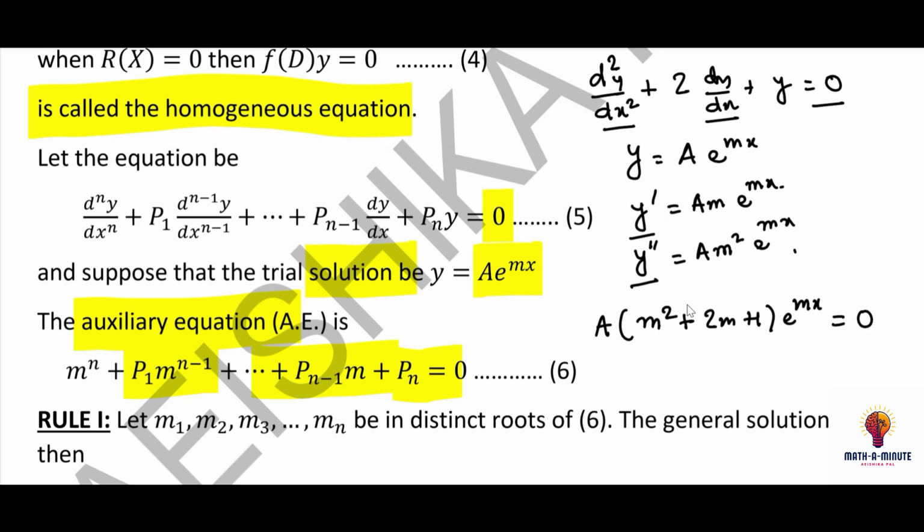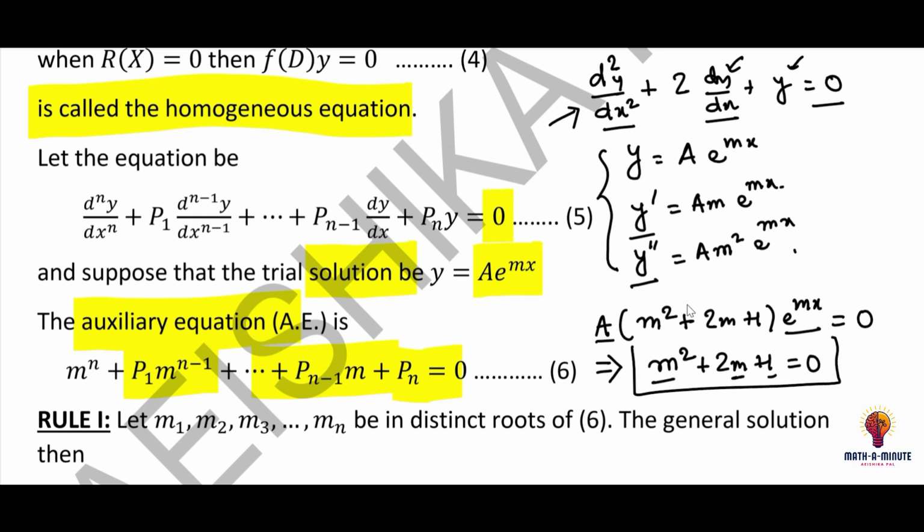Here a is constant, this value cannot be 0. Also, e to the power mx cannot be 0. So it is obvious that we can write m square plus 2m plus 1 equals 0. So without this calculation, we can directly write: if there is any second order derivative, we write m square; if there is any first order derivative, we write m; and if there is a 0th order derivative, we write 1. In this way we make this auxiliary equation, and this equation is known as the auxiliary equation.